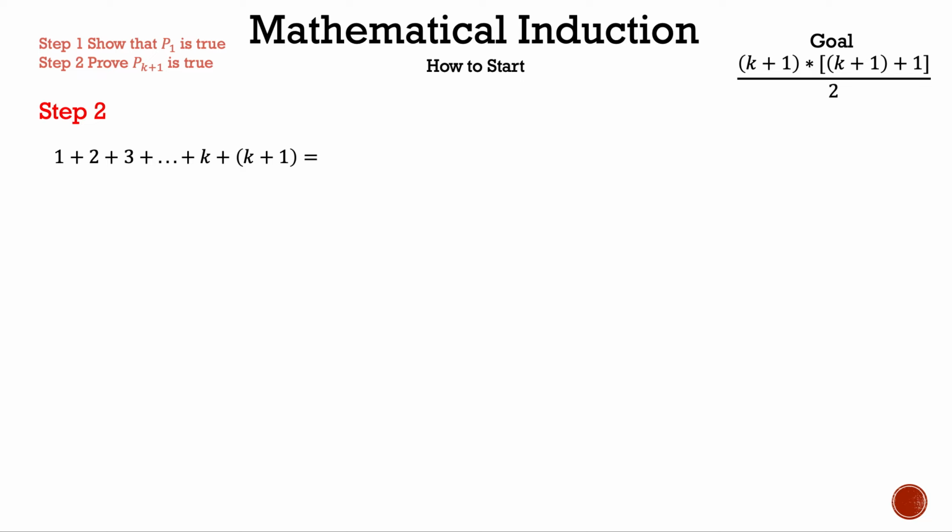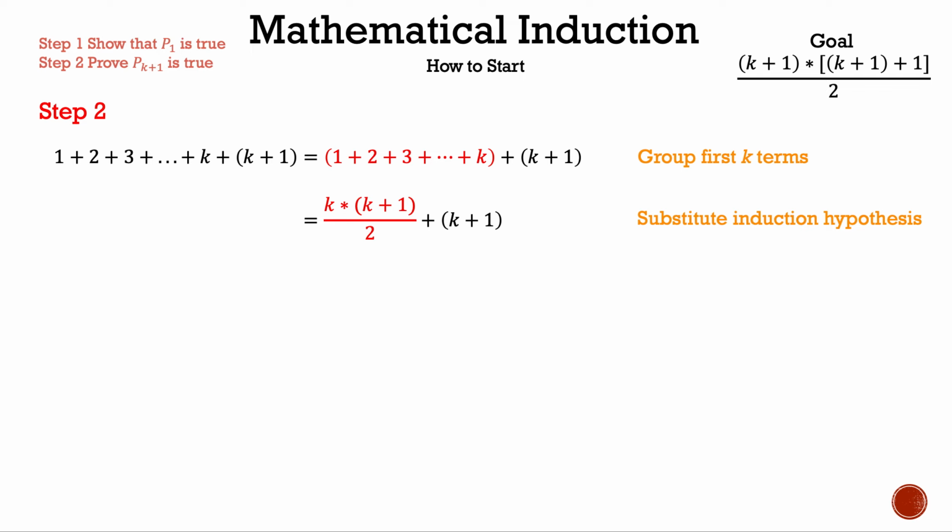Why do you think that is? Well, we're going to put parentheses around the first few terms because we know what 1 plus 2 plus 3 plus dot dot dot plus k is equal to. And that is equal to k times the quantity of k plus 1 divided by 2. Remember, our induction hypothesis is 1 plus 2 plus 3 plus dot dot dot plus k is equal to k times the quantity of k plus 1 divided by 2.